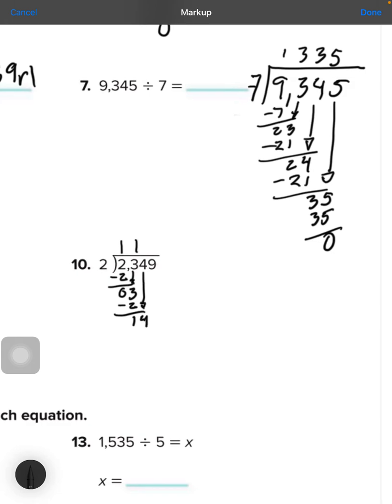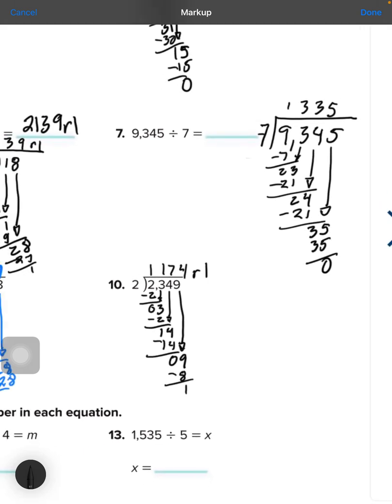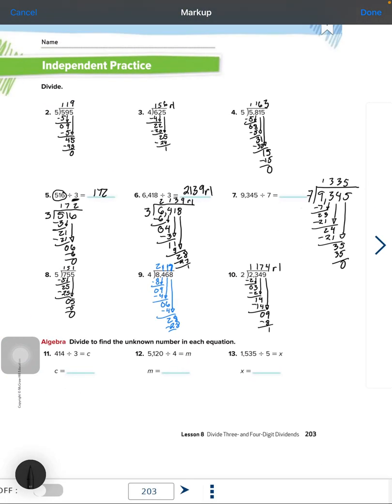Bring down the 4. 2 will go into 14 7 times. 7 times 2 is 14. 14 minus 14 is 0. Bring down the 9. 2 will go into 9 4 times. 4 times 2 is 8. There's 1 left over. Remainder 1.